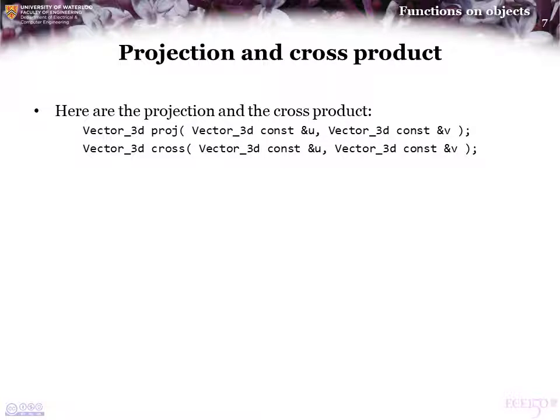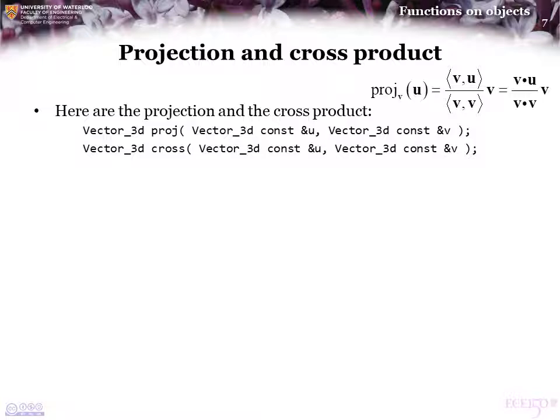Now, as far as implementing both the projection and the cross product, both of which return a three-dimensional vector, we should first look at the definition. Recall that the projection of a vector u onto a vector v is just the inner product of v and u over the inner product of v and v, all multiplied by the vector v.